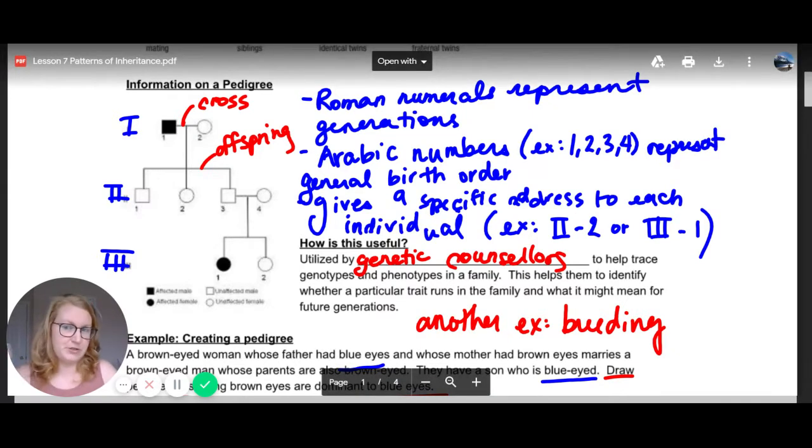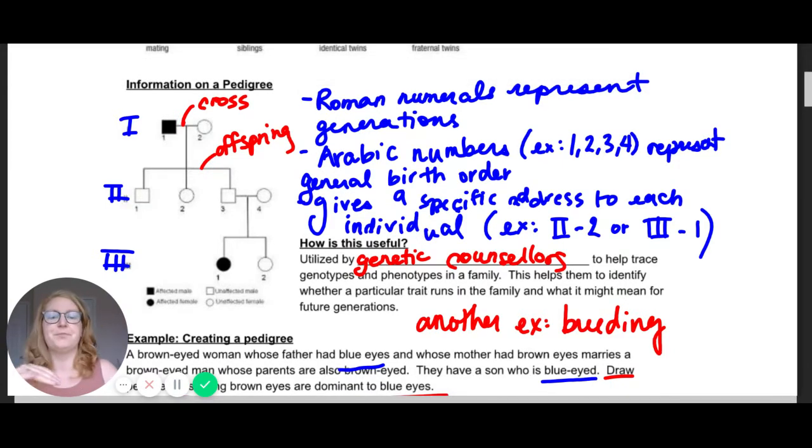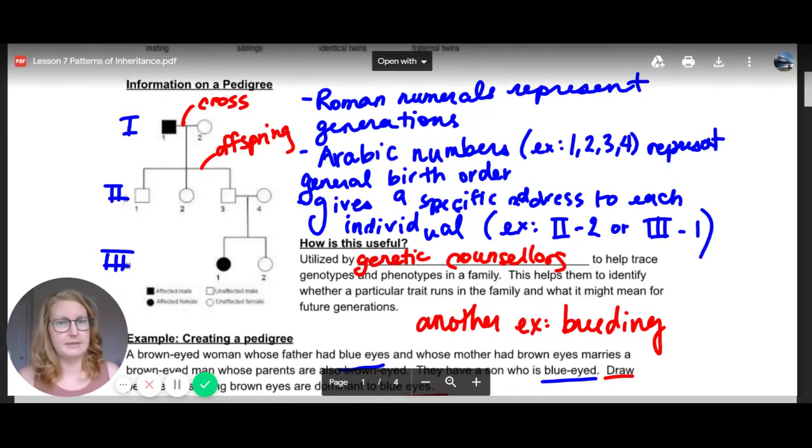The Arabic numbers, which are just regular numbers, 1, 2, 3, 4, and so forth, show the general birth order. Why we use these numbers is it gives sort of an address to describe each of the people. So if, for example, I wanted to talk about this person at the top that's shaded in black, I would say I-1, and that refers to this person.